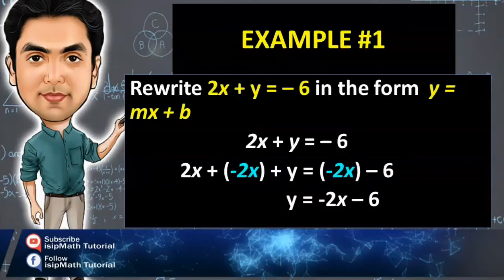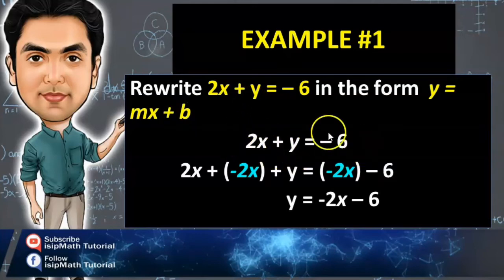Okay, for example number 1, rewrite 2x plus y equal to negative 6 in the form of y equal to mx plus b. So this is our linear equation, 2x plus y equal to negative 6, standard form. Tapos i-rewrite natin into slope-intercept form, which is y equal to mx plus b. Okay?